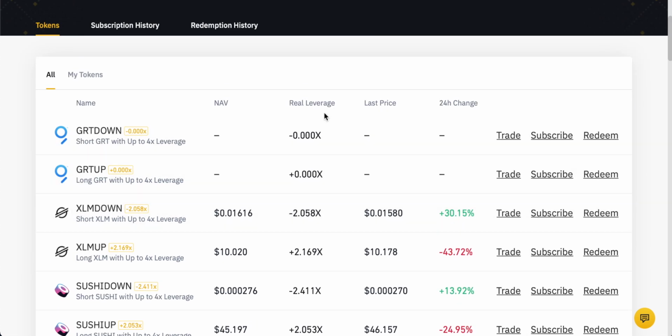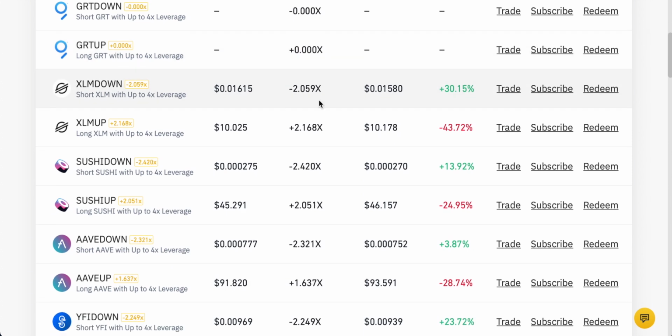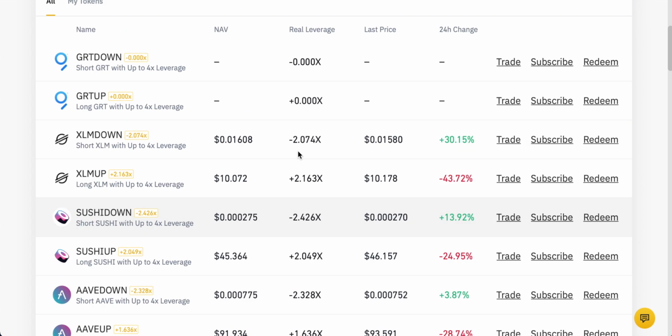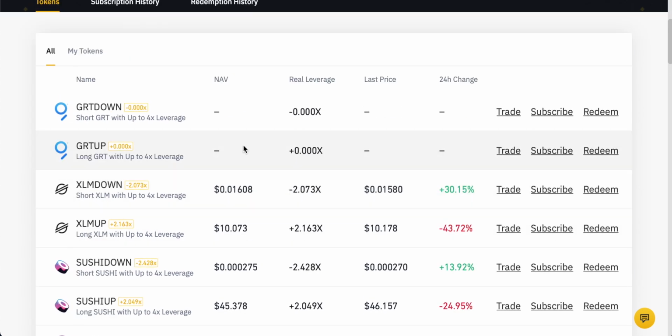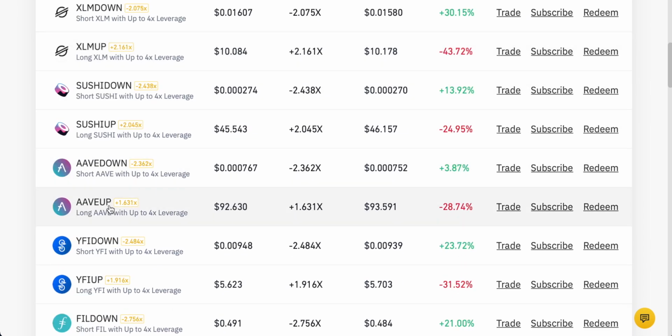Next, we can see they have this thing called leverage right here. Leverage is when something moves in an exaggerated way. We call this leveraging up, and on Binance, you can have leverage anywhere from 1.25 times all the way up to 5 times leverage.